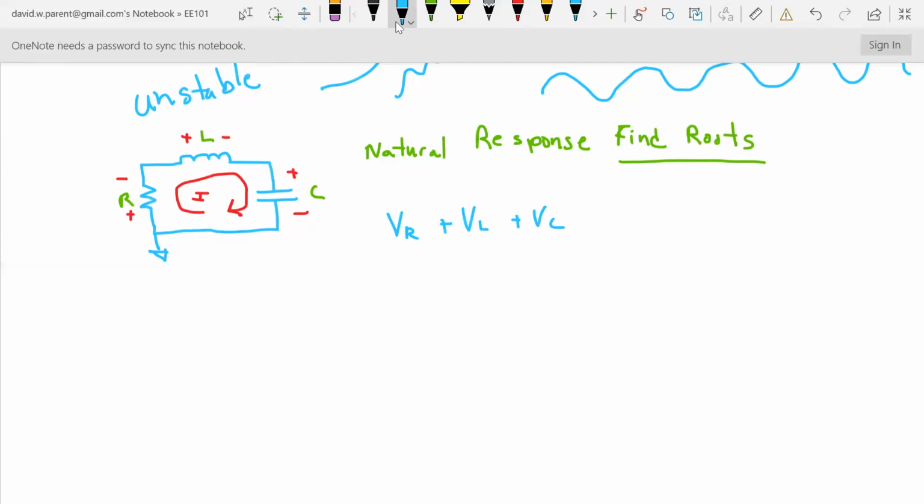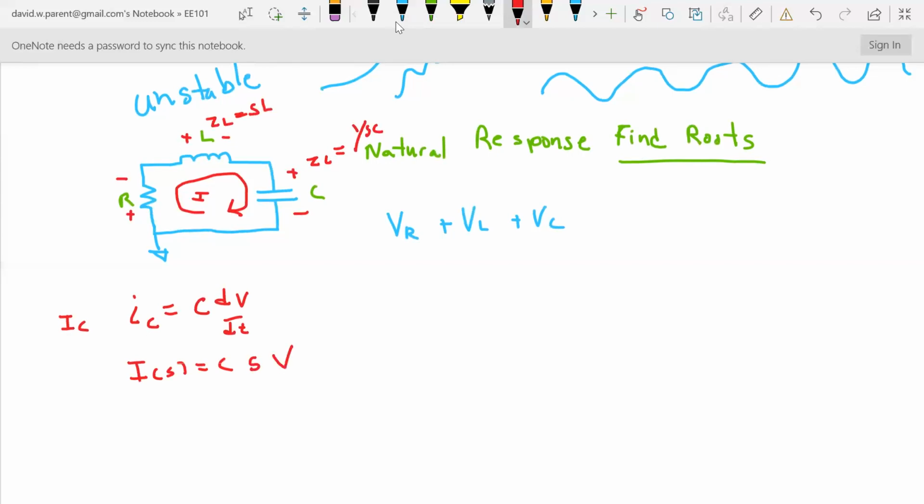And now I'm going to do a trick. I'm going to say ZL equals SL and ZC equals 1 over SC. So here's my differential equation.